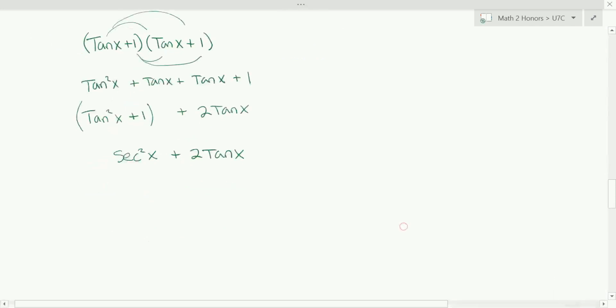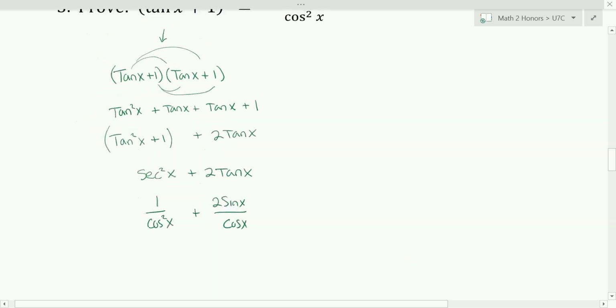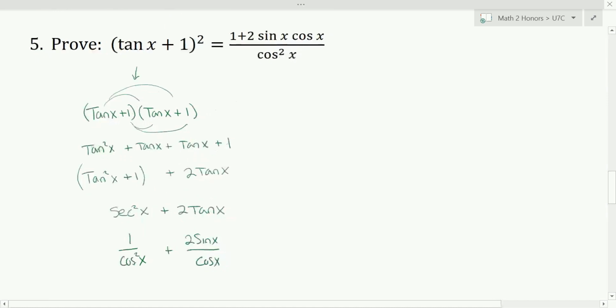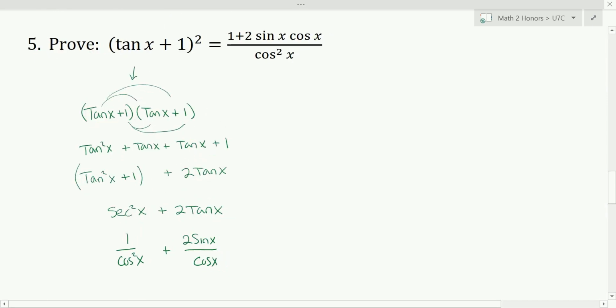And so that would be 1 over cosine squared x plus 2 sine x over cosine x, right? You get that far? Yeah, finish. What do we do next? You're like right there. How do you go from 2 fractions to 1 fraction, guys? How do you add fractions? You need a common denominator. So this is cosine squared, this is cosine, so what do we need here? Cosine over cosine.